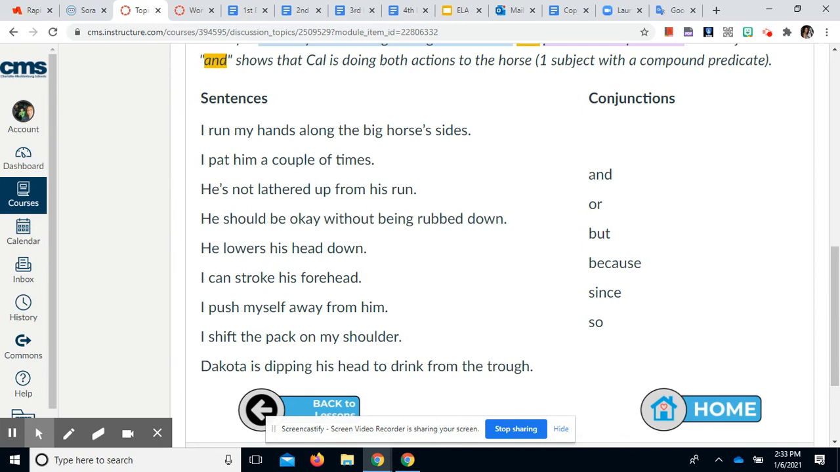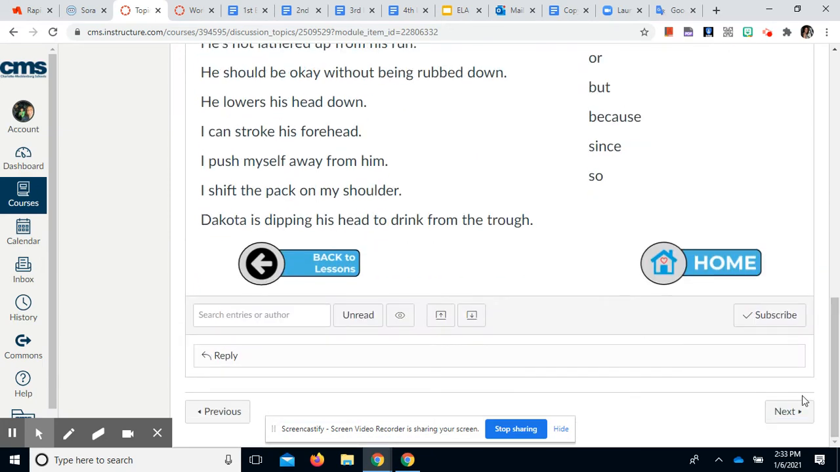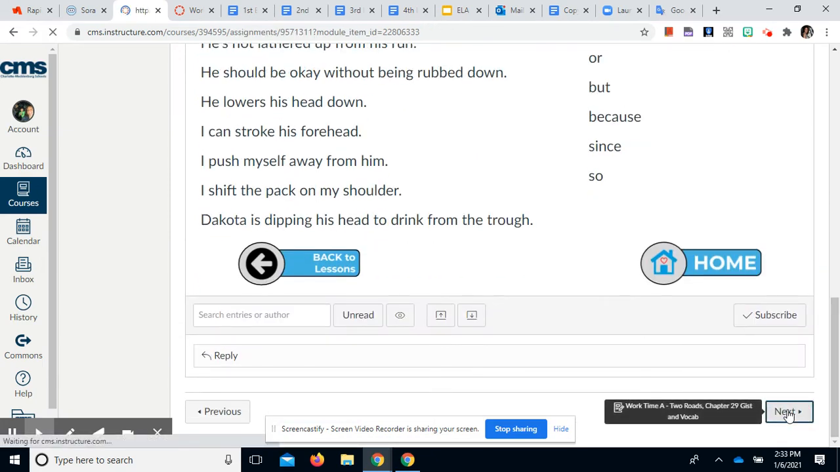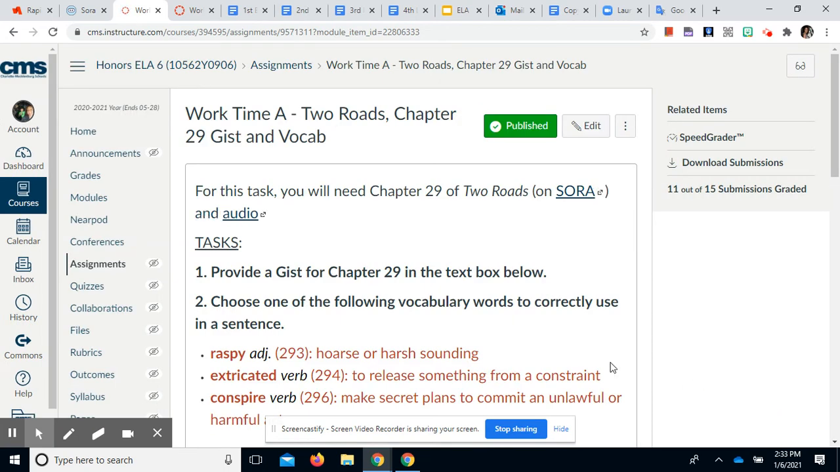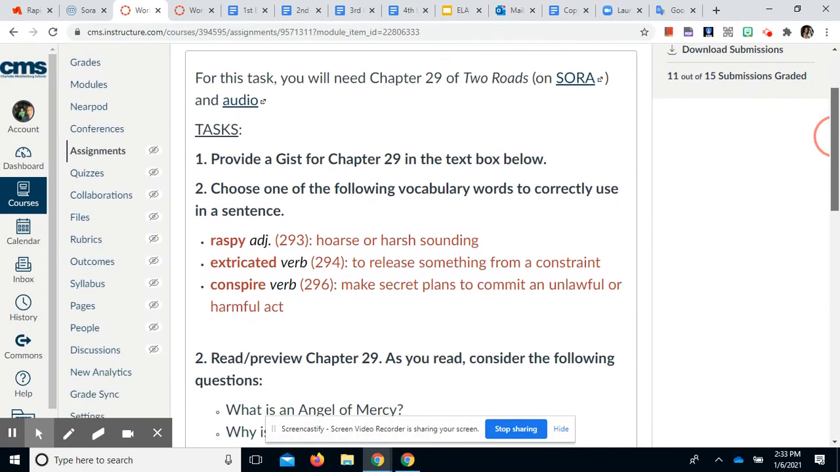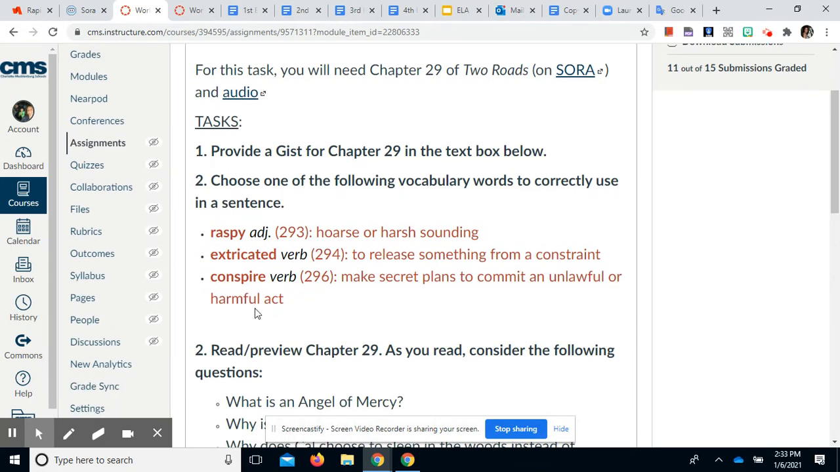Maybe he lowers his head down so I can stroke his forehead. Or maybe I push myself away from him, then I shift the pack on my shoulder. Lots of options there. We then moved into the reading of Chapter 29. You will have a gist and vocab assignment for Chapter 29. The vocab words we have today are raspy, extricated, and conspire.